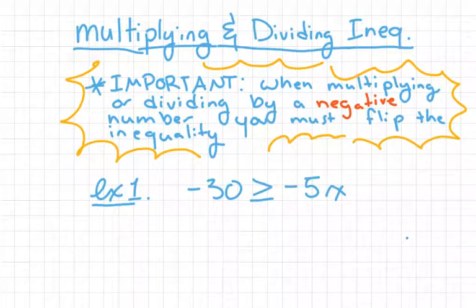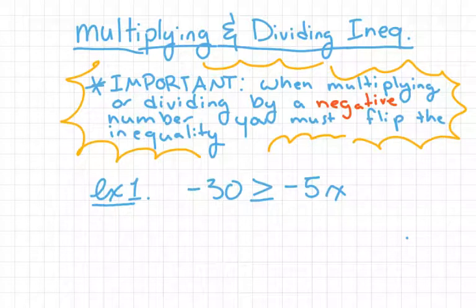But when you are working out a problem and you need to multiply or divide by a negative number, in this case we're going to have to divide by a negative 5, you must flip the inequality. So now this greater than or equal to symbol will become a less than or equal to symbol. So that's one rule that you have to memorize. Everything else, as far as addition and subtraction and multiplying and dividing inequalities, this is the only rule that's different from simply an equality.